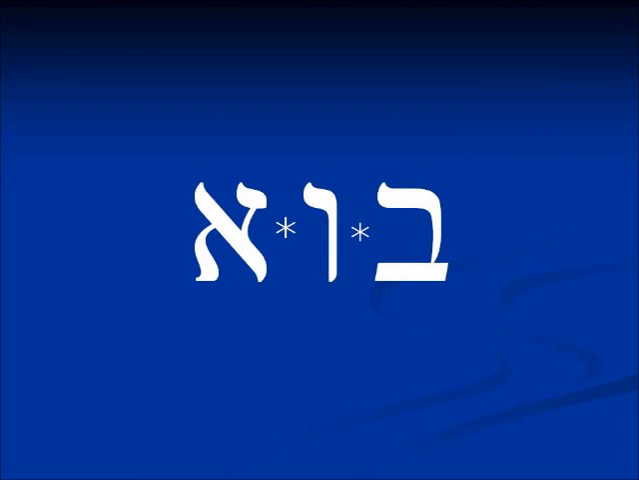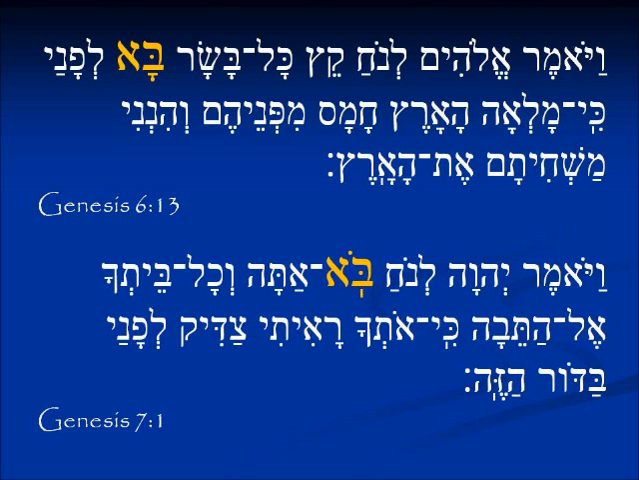We're going to look at one more root, bet, vav, aleph, bo, which means, in the pa'al, to come. We're just going to see how it looks in some different binyanim, just to get an idea of the meanings. Okay, in Genesis 6:13, God is speaking to Noah, and he says, ketz kol basar ba lefanai, the end of all flesh has come before me.